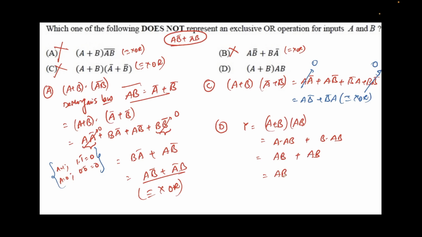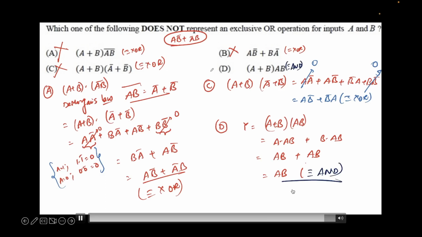Note that this is not the expression for an XOR gate. This is an AND gate. You know that the expression for an AND gate is this. For a 2-input AND gate, the expression is a times b. So this is an AND gate. We obtain an AND gate here. So option A, option B, option C were all XOR. Option D is AND. So this is the correct option.